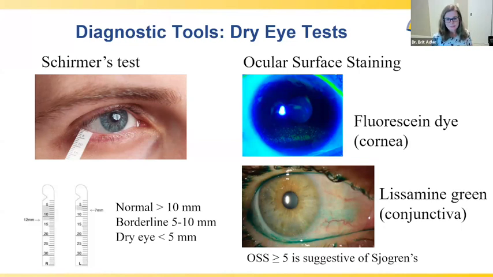There's a scoring system that I'm not going to go into. But basically, if your ocular surface score is greater than or equal to 5, that is very suggestive of Sjögren's. This test is extremely useful. If your ocular surface stain is greater than 5, it is highly suggestive of Sjögren's. The problem with ocular surface staining is that it's very dependent on who's doing the test, and it's also not widely available by all ophthalmologists. So you do have to go to a good dry eye clinic that has experience with this test.